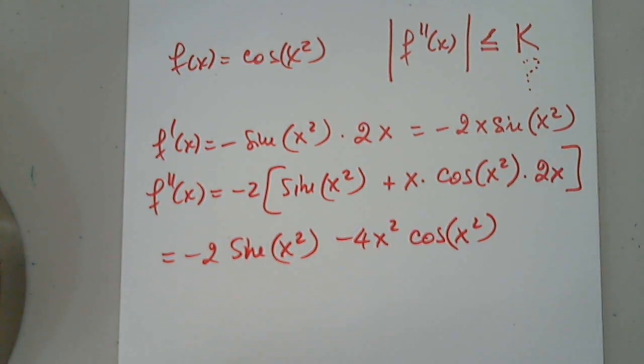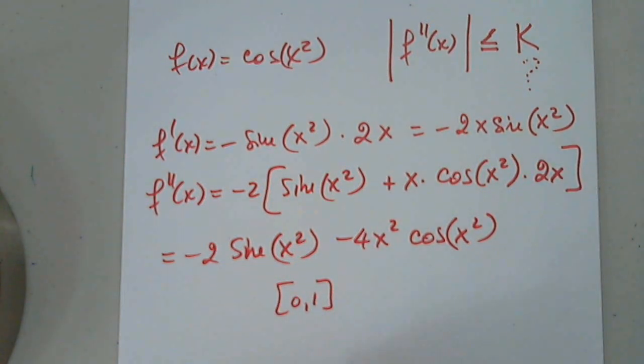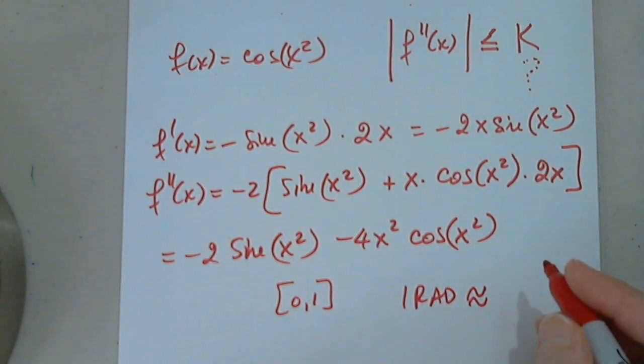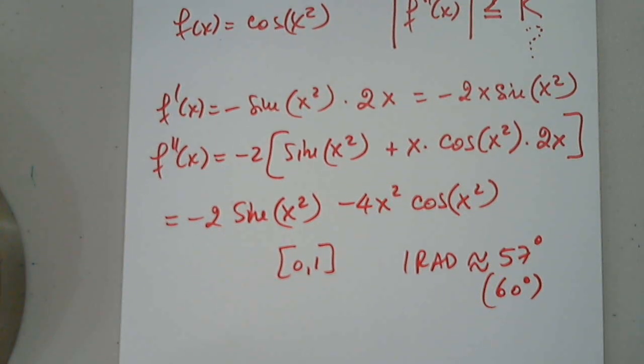So now let's think. Always remember the interval in this case is 0, 1. 0 radians, 1 radian. Well, 1 radian, as we know, is approximately 57 degrees. So you can think in terms of 60 degrees. Okay, so let's take a look. So the second derivative.